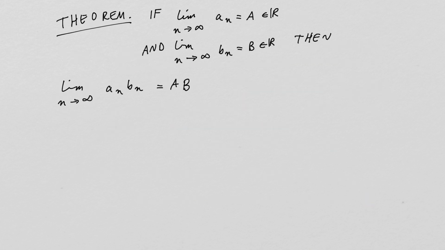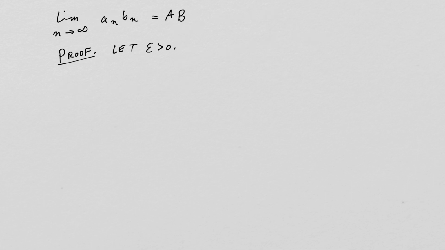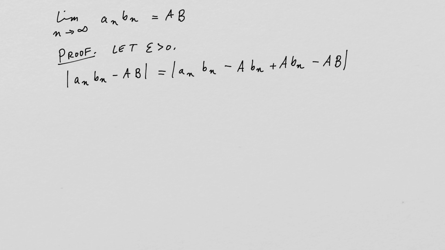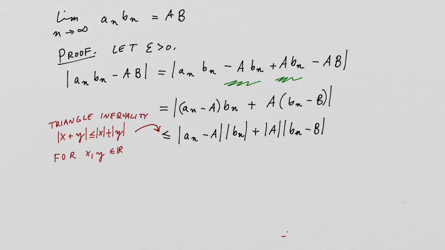Let's prove this theorem. Let's make a proof with epsilon. We need to get this expression to be less than epsilon. The trick is to subtract and to add the same term. Now we can take some common factors. Then we can use the triangle inequality.